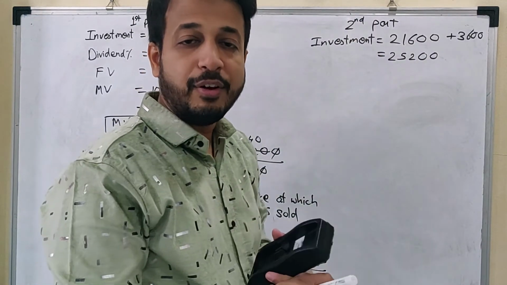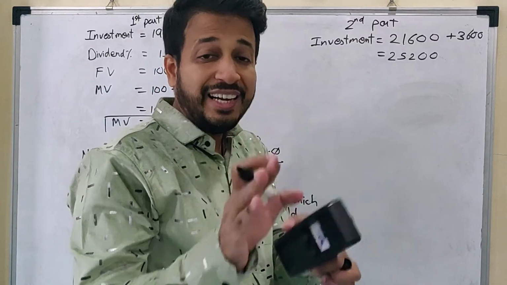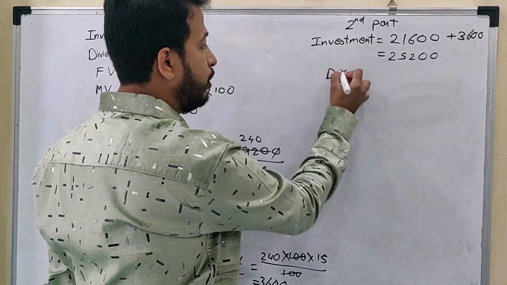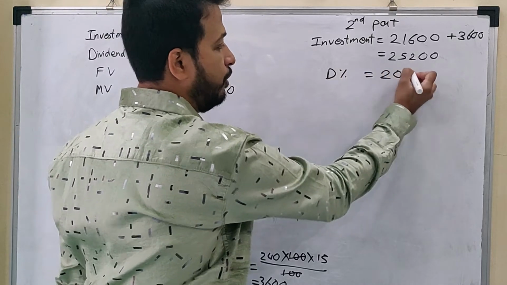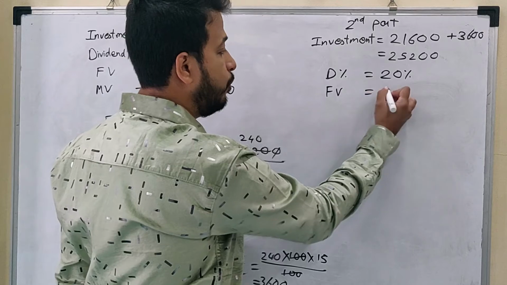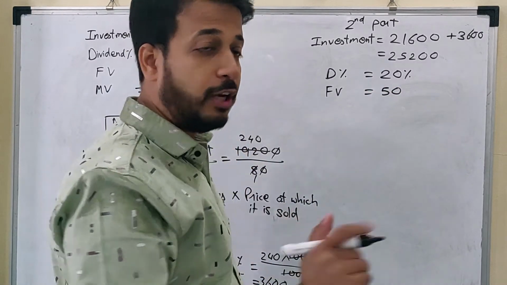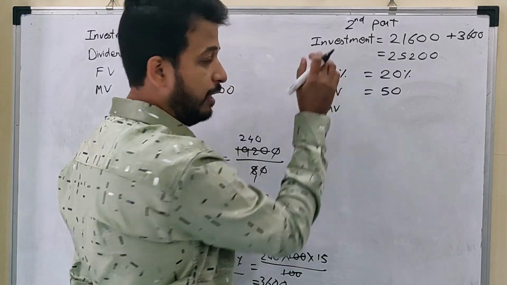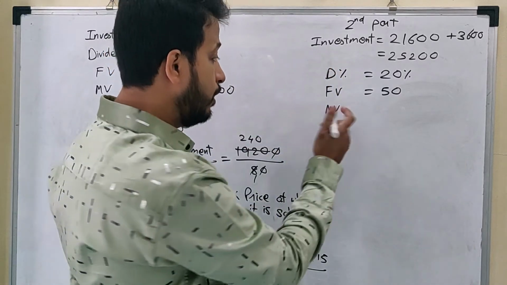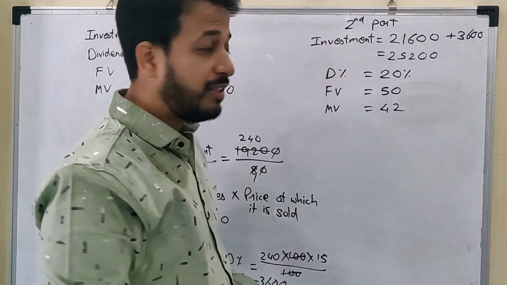Again, what else have they given you? It is given that the dividend percent in the second part is 20%. Rupees 50 shares, so face value is 50 rupees. And at rupees 42. So Mrs. Chandra is buying the shares at market value 42 rupees. So this is your second part.